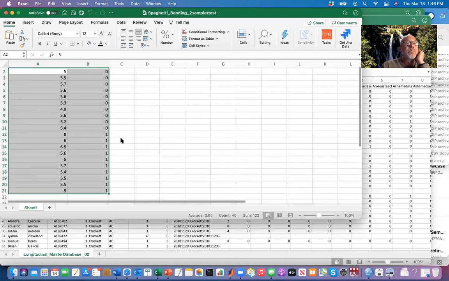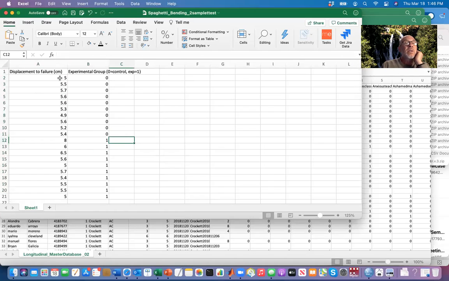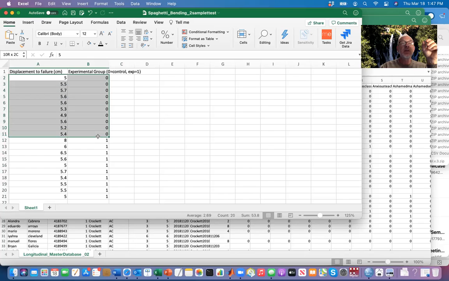Remember, I took a package of spaghetti and we pulled out 10 strands of spaghetti at random, okay? And we call that our control group. And I label this 0. It's called a dummy variable. 0 doesn't mean that there's zero groupness to it. It just means that this is the control group, okay?